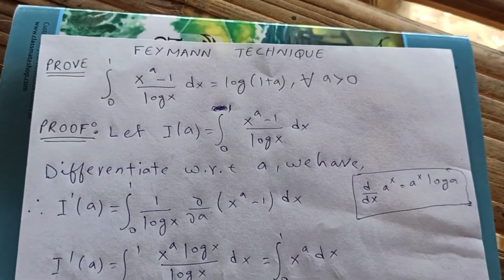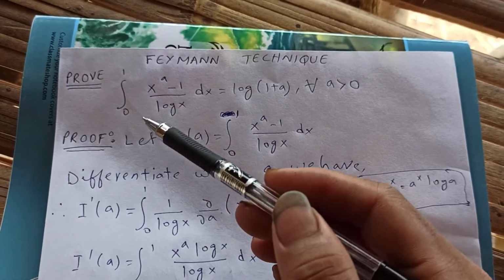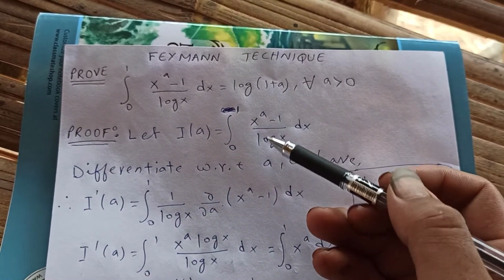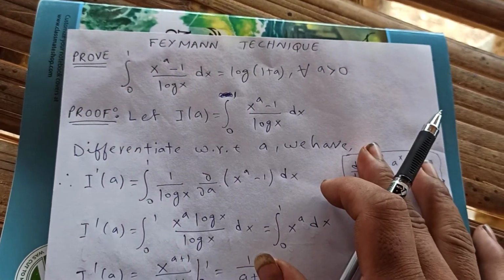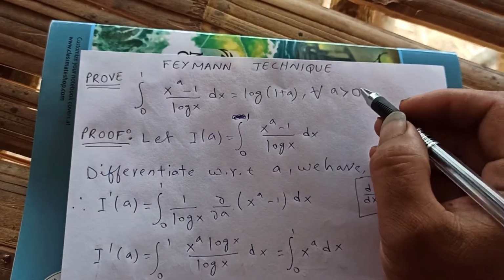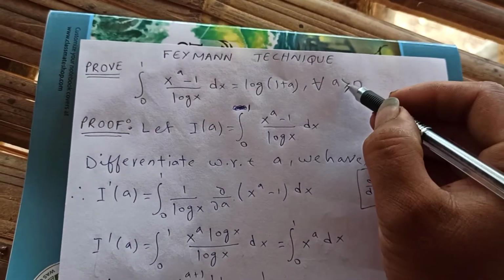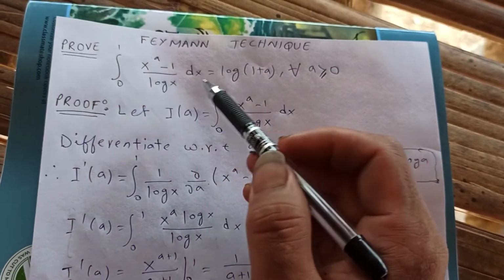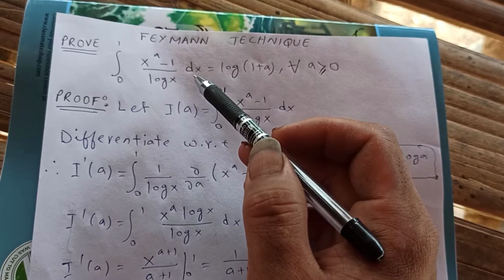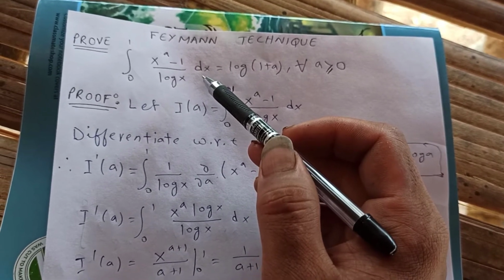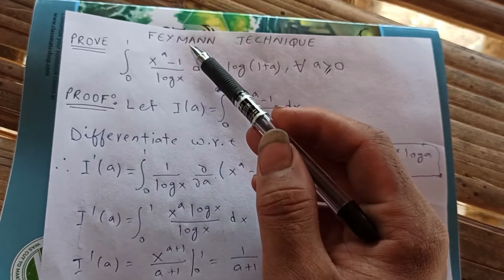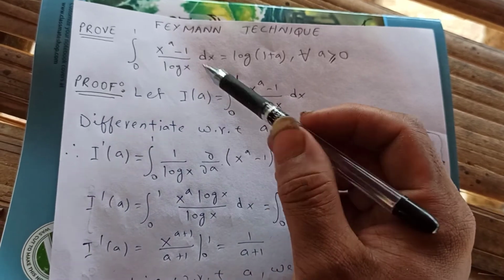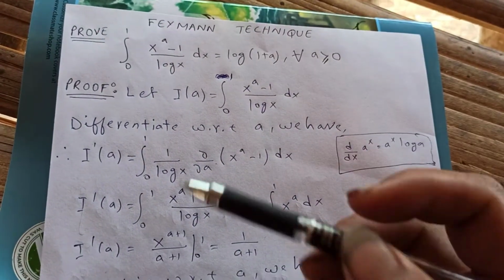Let's integrate another integral. The integral from 0 to 1 of (x^a minus 1) upon log x dx is log of 1 plus a, where a is greater than or equal to 0. In order to prove this integral, we are going to use the technique that we call the Feynman technique. Okay, let's get started.